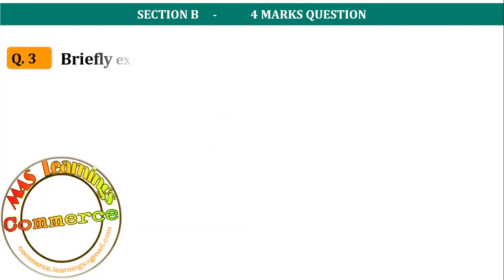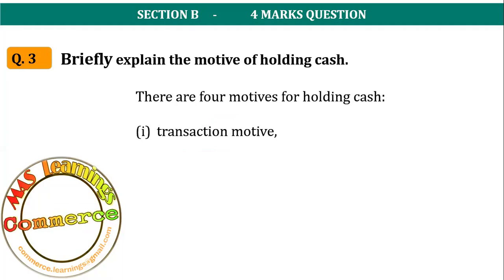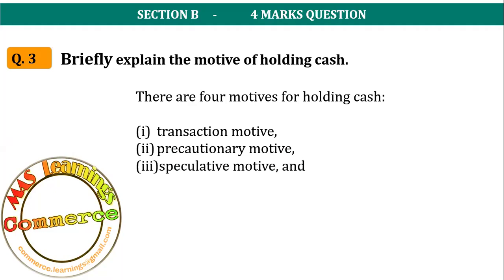The next question. Briefly explain the motives of holding cash. Why are you holding cash? Normally, we are having 4 motives for holding cash. First and foremost, transaction motive. If you want to do any transaction, buying and selling, in such cases, if you want to buy anything, then you have to hold cash. Precaution. If you think the future is unpredictable, to counter calamities and all, if you are holding cash, that is known as what? Precaution. The speculative means taking advantage of future opportunity.